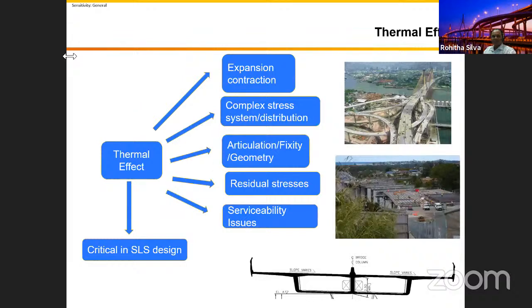Any questions up to now? No. So now I've spent over 3 hours. Shall I talk about the thermal effect? It will take about another 15-20 minutes.